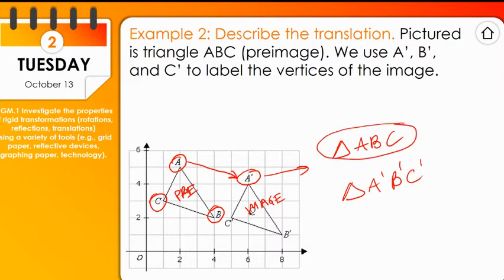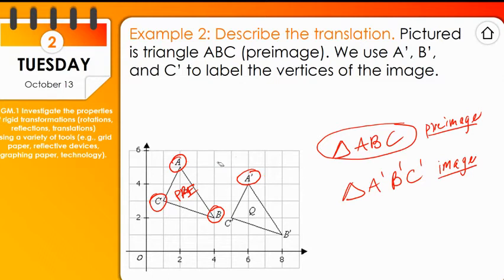A, B, and C is the pre-image, and triangle A prime, B prime, C prime is the image. Pre-image, image. So how would we describe the change?